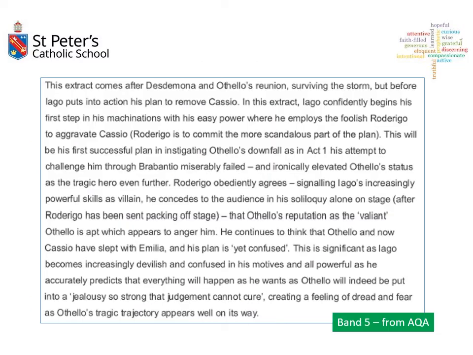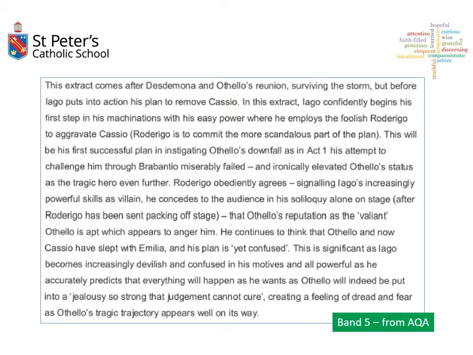Okay. So this is an example from a Band 5 response that the AQA gave us. And it's really key because it does help to show you this in practice. So we begin: this extract comes after Desdemona and Othello's reunion, but before Iago puts his plan into action. So very clearly contextualising it. We then get in this extract, Iago confidently begins his first step in his machinations with his easy power. So that's why this is important, because this is the first part of Iago's plan.